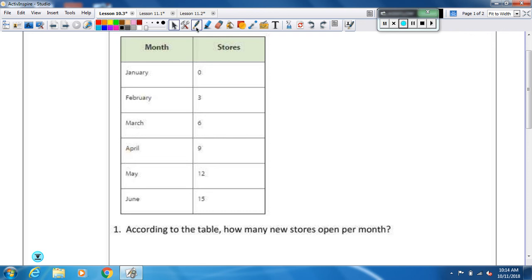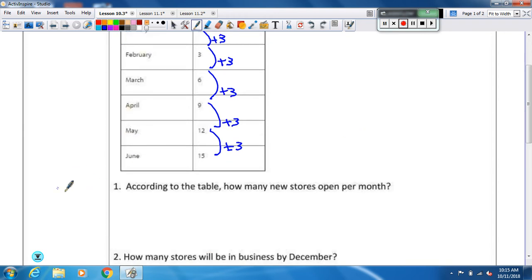Okay, so if you look at the table, from 0 to 3, that's an additional 3 stores. 3 to 6 is adding 3 stores. 6 to 9 is adding 3. 9 to 12 adds 3. And 12 to 15 is adding 3. So, that's our answer. 3 new stores open each month.